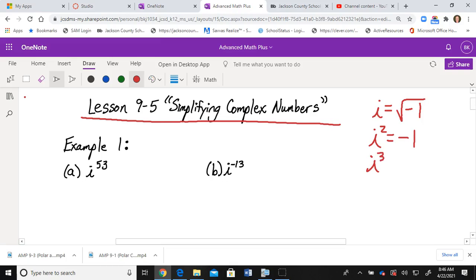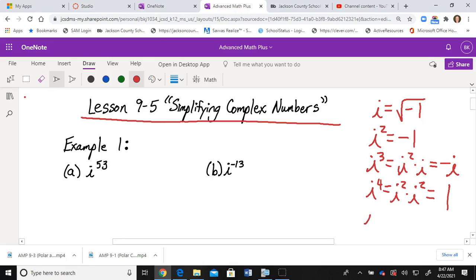i to the 3rd is i times i squared, or i squared times i. Well, what was i squared? -1. So it's just -1 times i, so it's just -i. i to the 4th would be i squared times i squared, which is +1, since -1 times -1 is +1. Everybody with me so far?